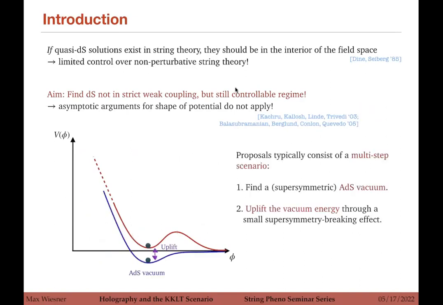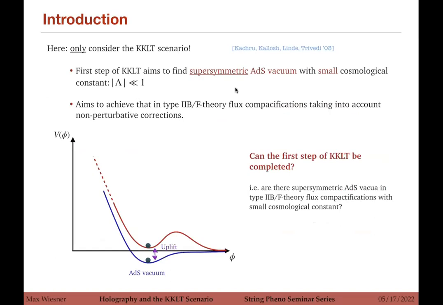So the proposals for this typically consist of a multi-step scenario. One typically tries first to find either a supersymmetric or non-supersymmetric, but some kind of AdS vacuum, and then uplift the vacuum energies through small supersymmetry breaking effects, such as anti-D3 branes. In this work, we exclusively considered the KKLT scenario, named after Kachru, Kallosh, Linde, and Trivedi. In this scenario, the first step aims to find a supersymmetric AdS vacuum with small cosmological constant, which can then be used subsequently to uplift through an anti-D3 brane in a very warped part of the geometry to a de Sitter vacuum. And this aims to achieve this in type IIB F3 flux compactifications, taking into account non-perturbative corrections.